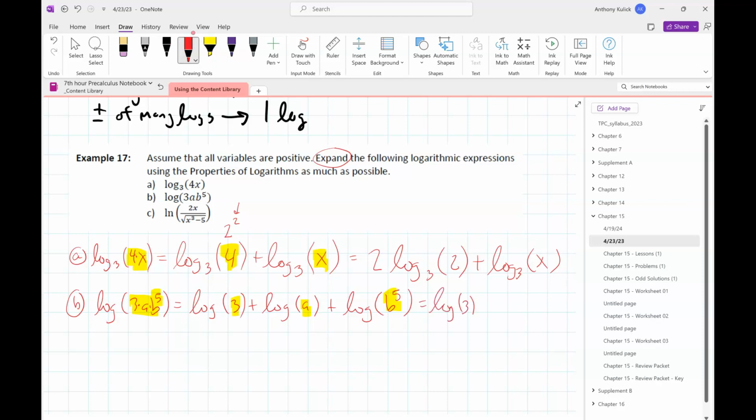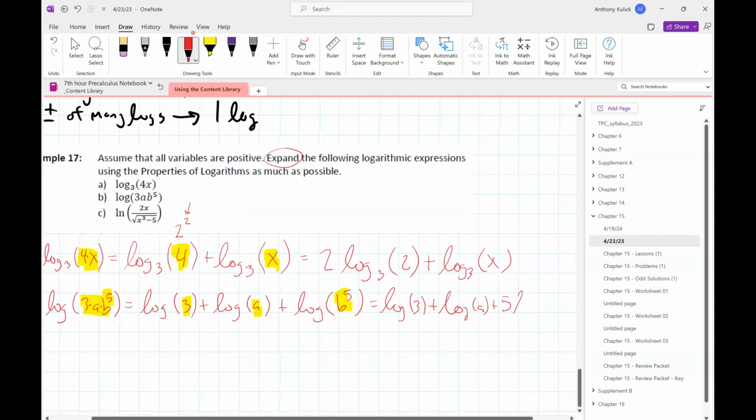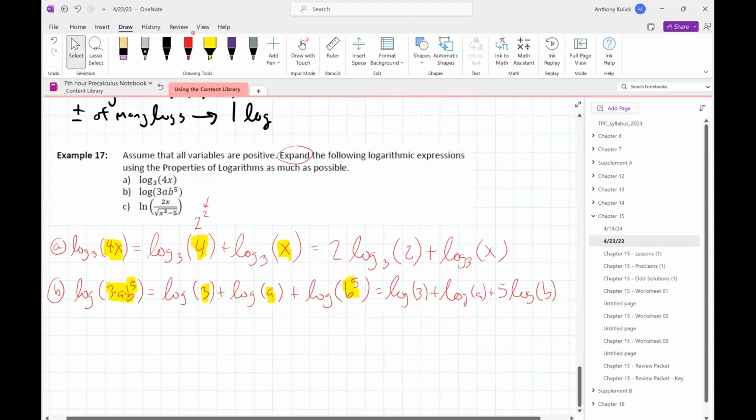So I'm just going to recopy the first 2. And then log of b to the 5th becomes 5 log of b. Again, the exponent moves to the front. The base stays inside the logarithm.